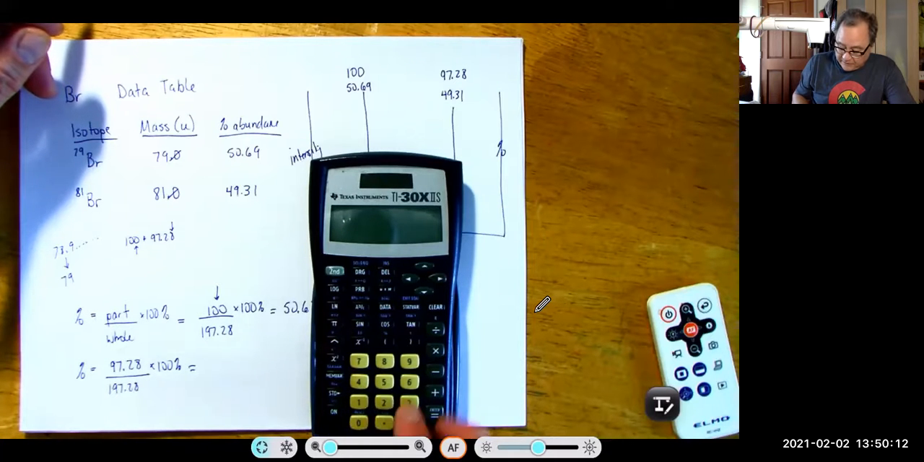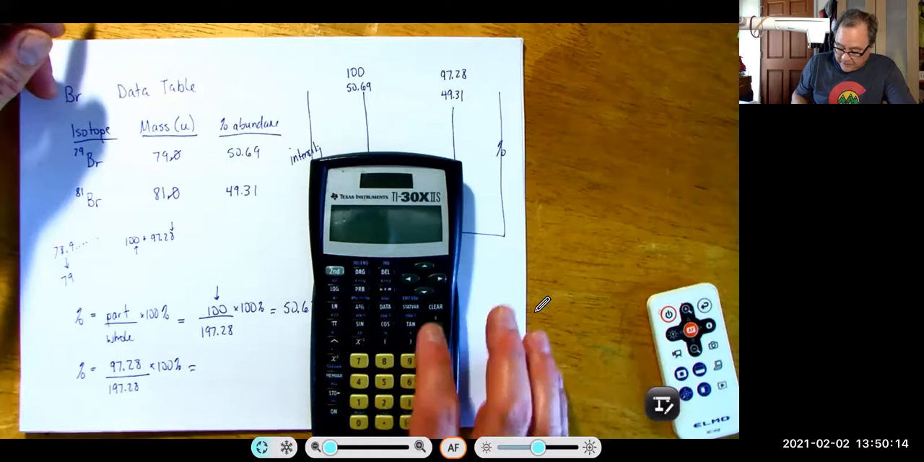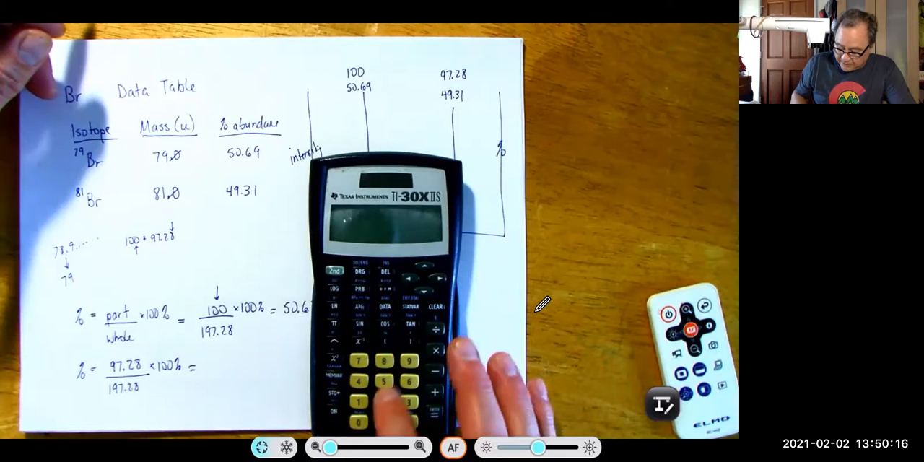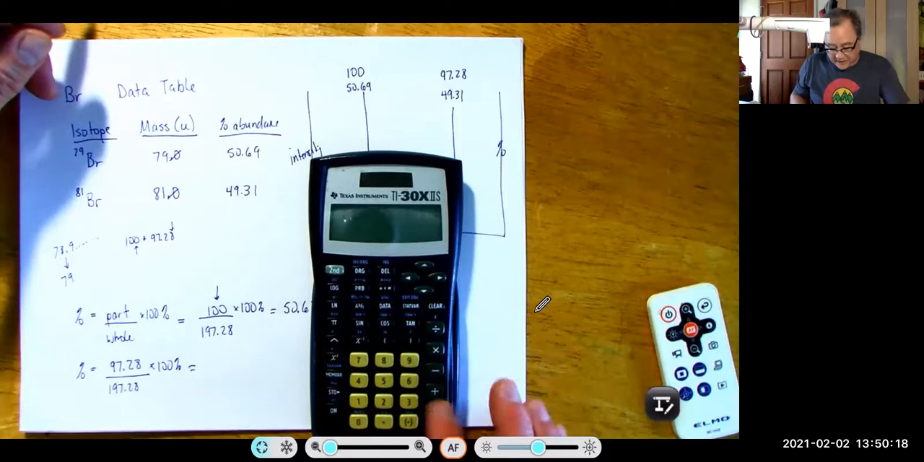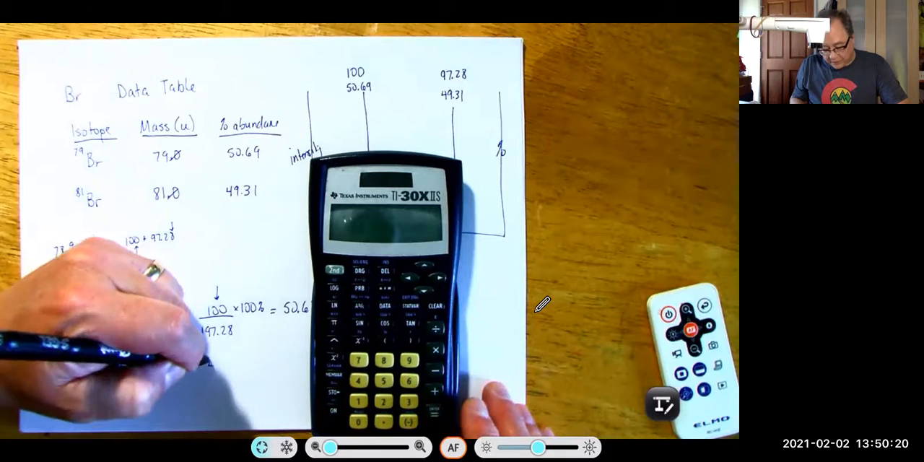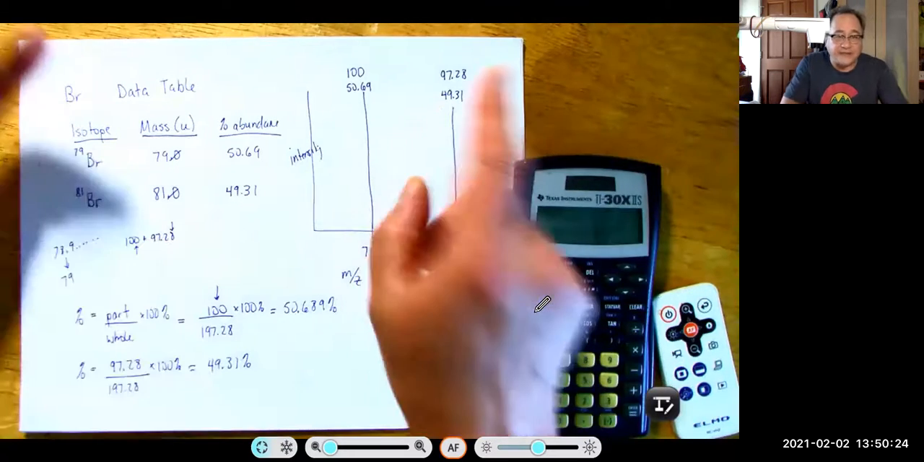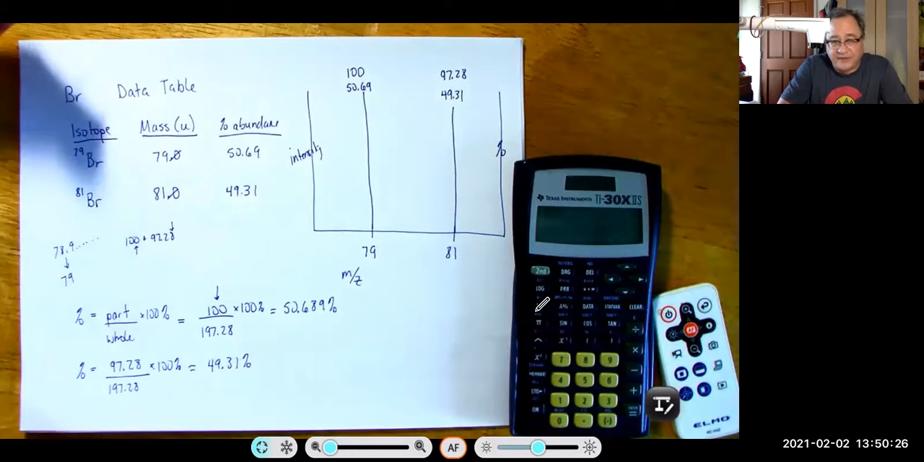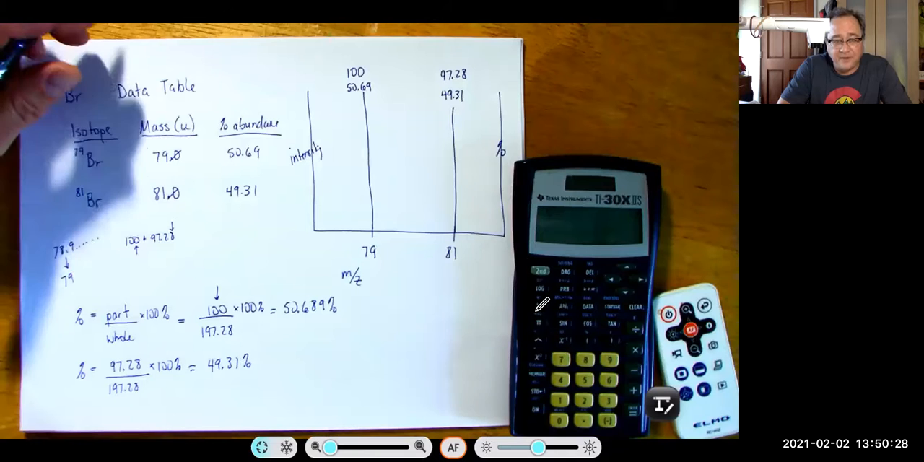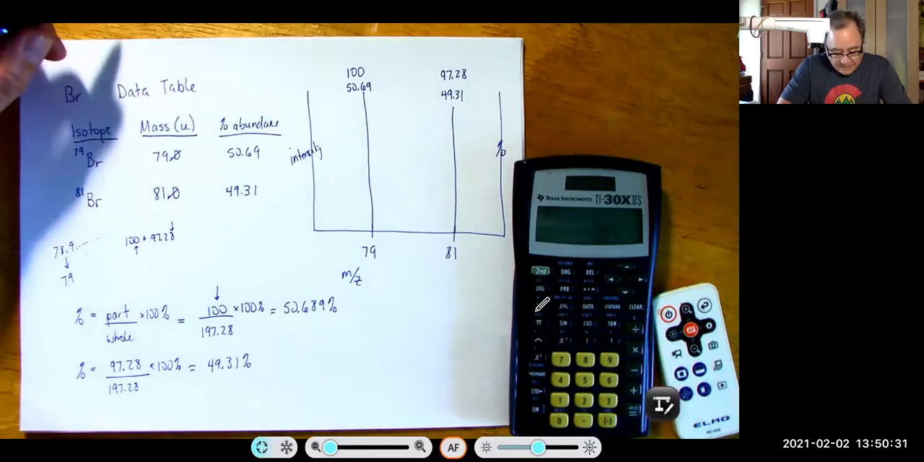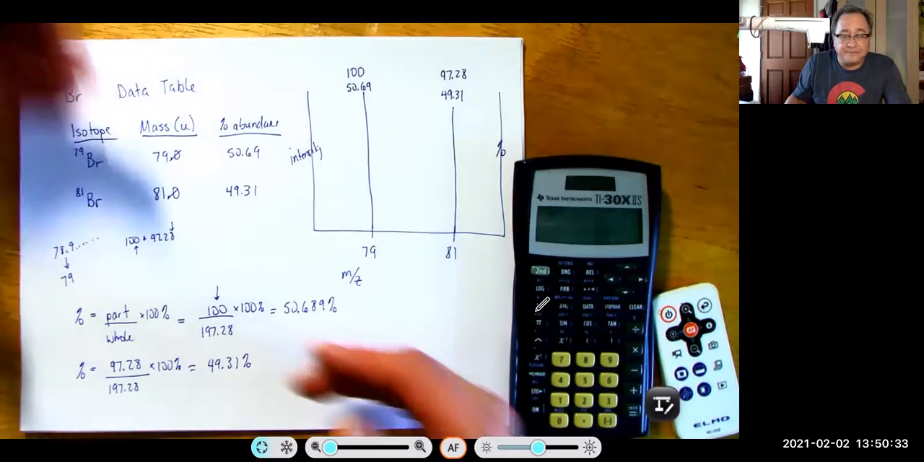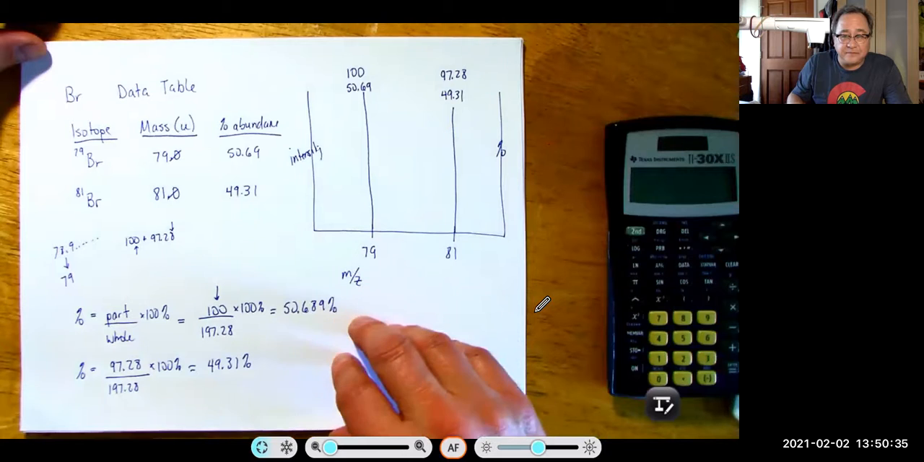So 97.28 divided by 197.28 times 100. And we get 49.31%, which is that number there. So that's how they're getting those numbers, 50.69 and 49.31. Okay, any questions about how we did that? Are we good to go?